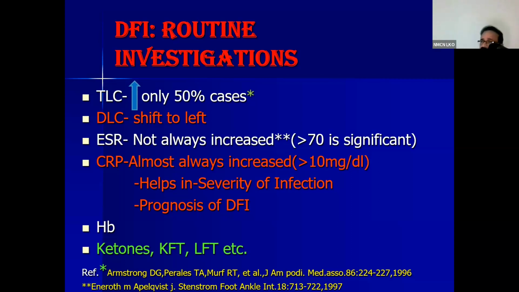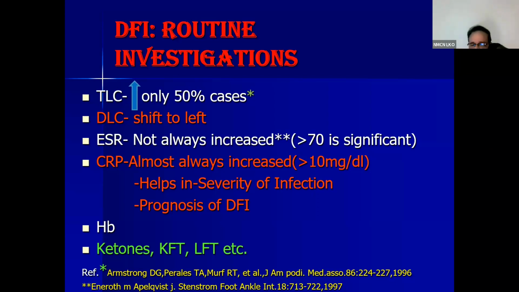So what should you do? You should go for a C-reactive protein, CRP test, which is almost always increased, particularly more than 10 milligram per deciliter is significant. It helps in finding out the severity of the infection and also in prognosis. Today you do the CRP in a patient with diabetic foot. After 7 days of giving antibiotics or treatment, you check the CRP again. If it is coming down, that means the diabetic foot infection is controlled. Otherwise, if it is increasing, that means the infection is increasing even after you giving antibiotics or all those modalities to treat it.